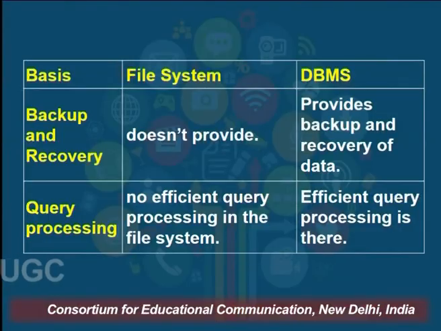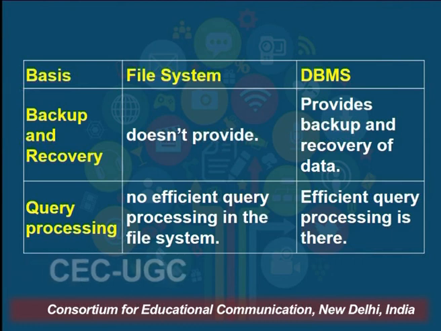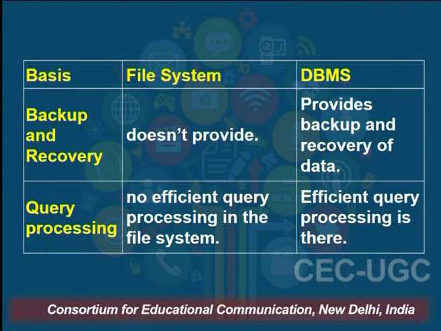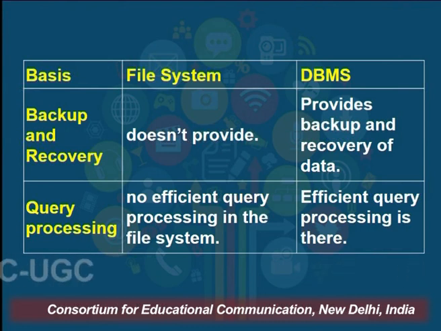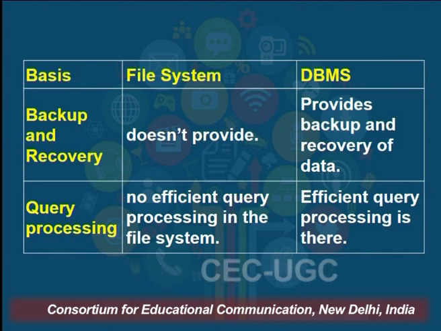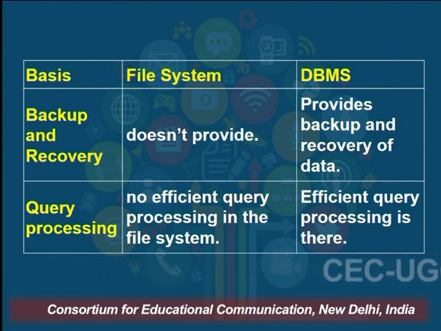Coming to the next parameter, which is backup and recovery. The file system does not provide any backup and recovery, while the DBMS provides backup and recovery of the data. It has special provisions for taking backups and restoring in case of any failure.